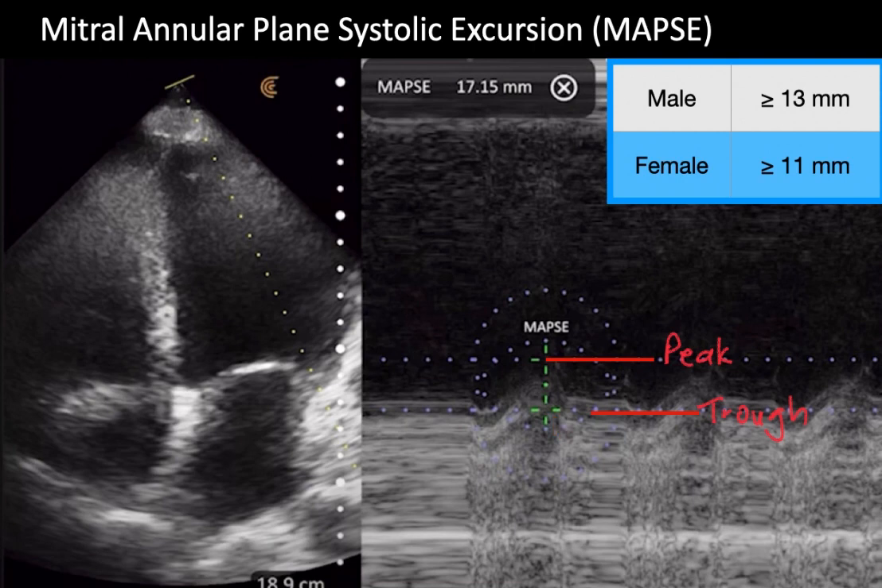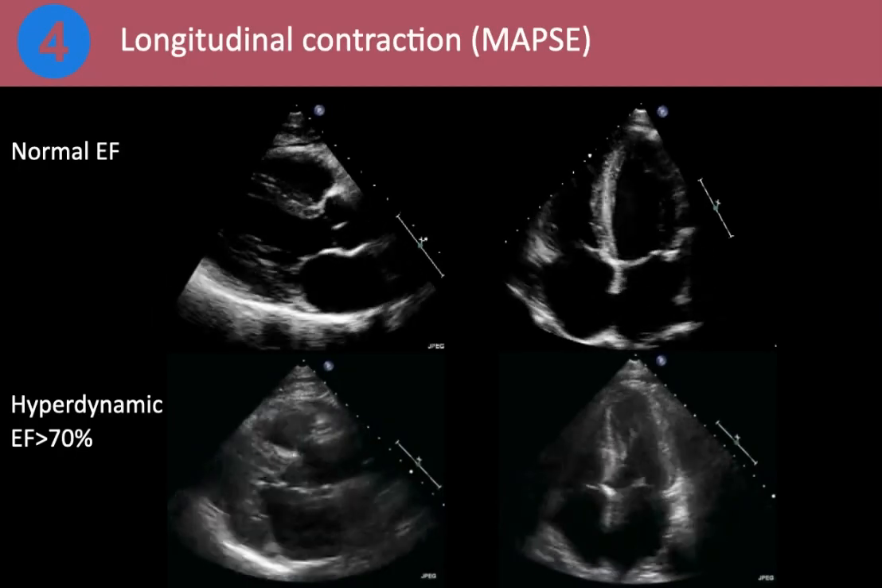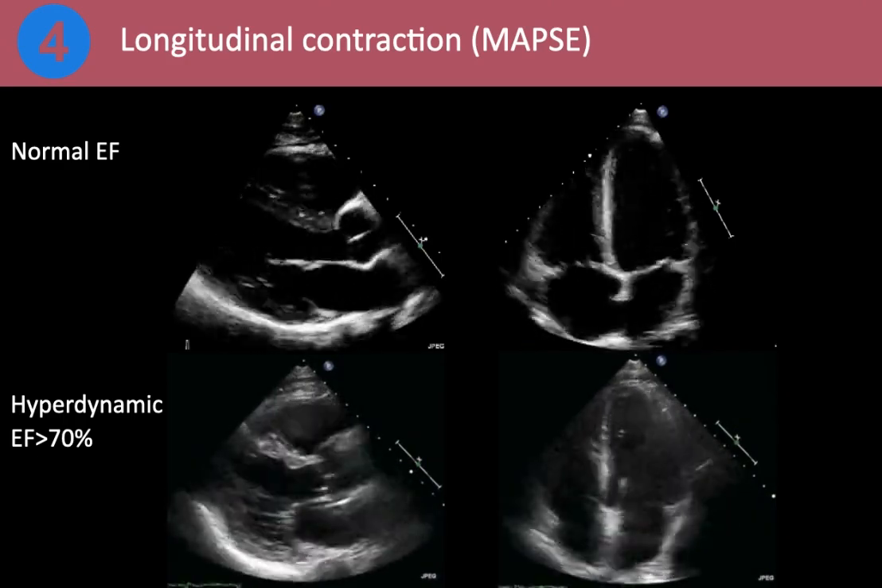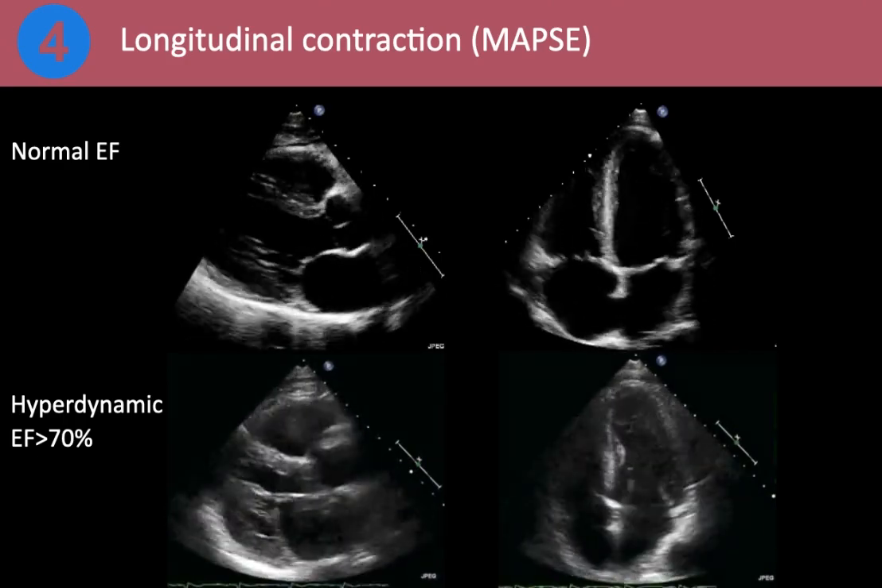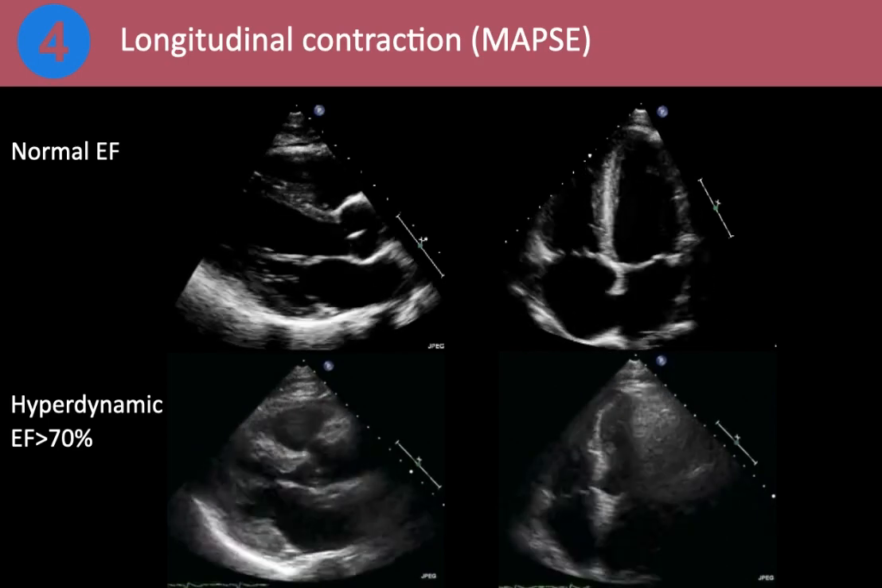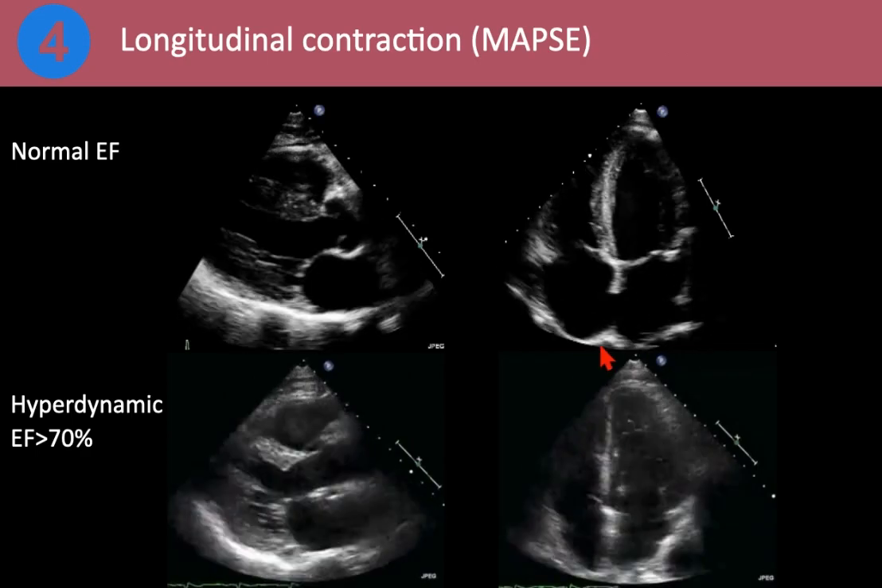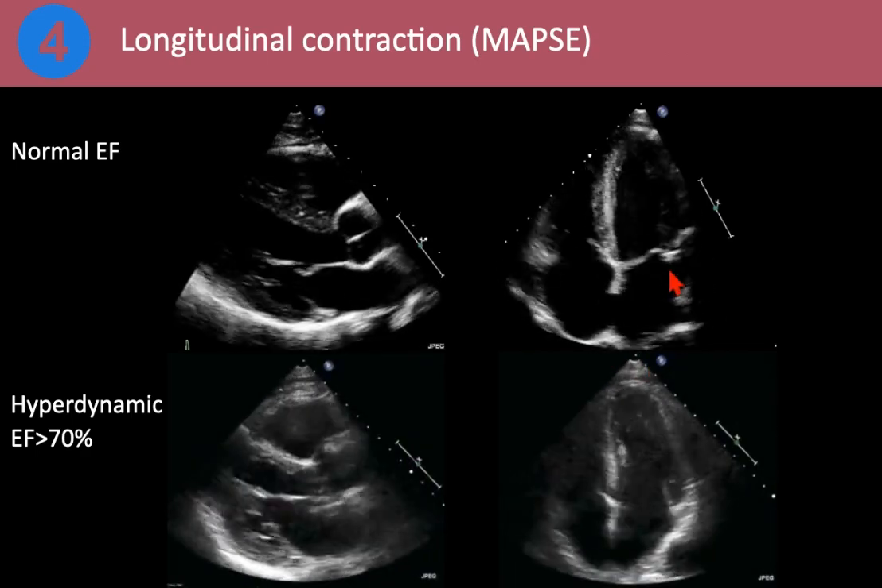Of course, if you are only visually estimating, we may choose not to do any measurements. So we will be relying on our eyes to try and appreciate the amount of movements that the mitral annulus is doing. Here is an example of a comparison between normal EF and hyperdynamic EF. We can eyeball the mitral valve annulus excursion in the parasternal long axis view and in the apical four-chamber view.